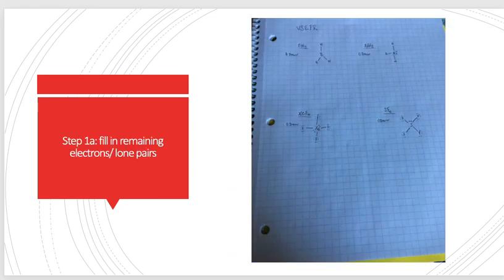So now we have to fill in the remaining electron or lone pairs and or elements. So for BH3, we needed to fill in all the hydrogens. For nitrogen, for NH3, we needed to fill in all the H's, so on and so forth.